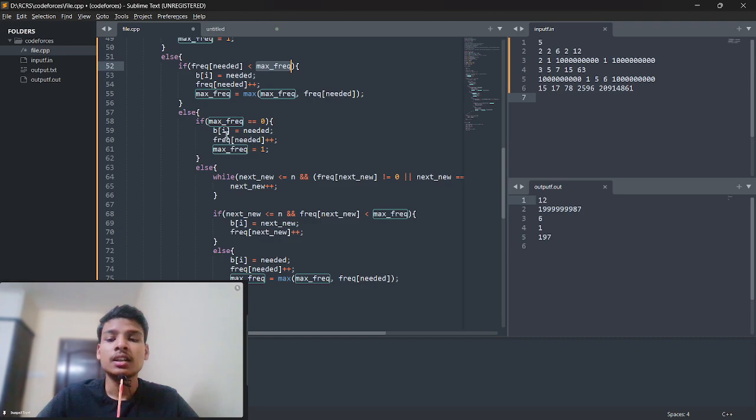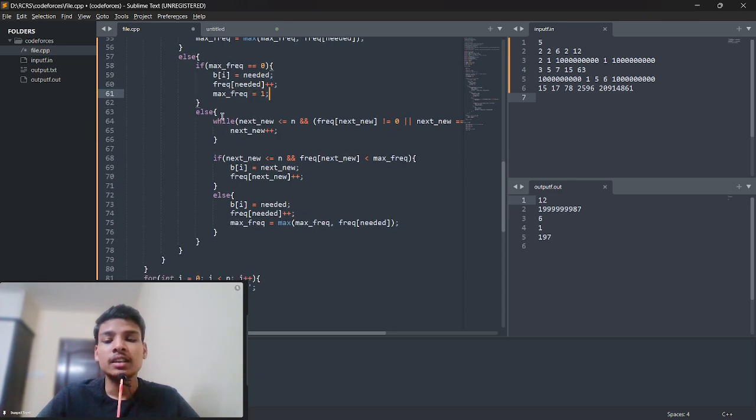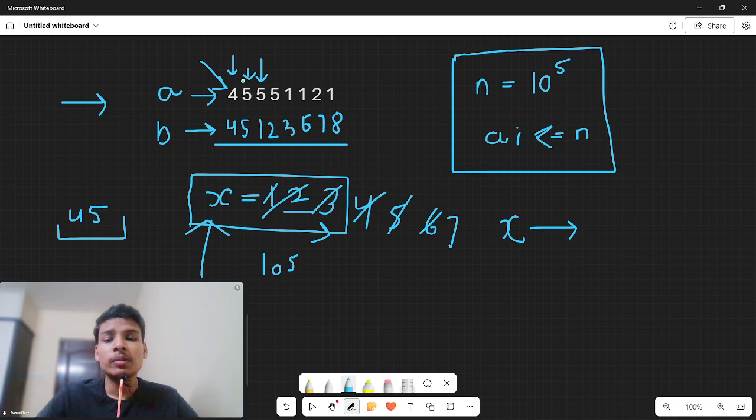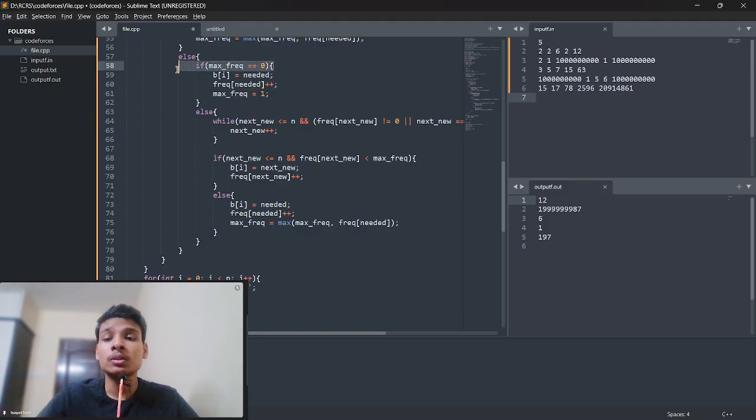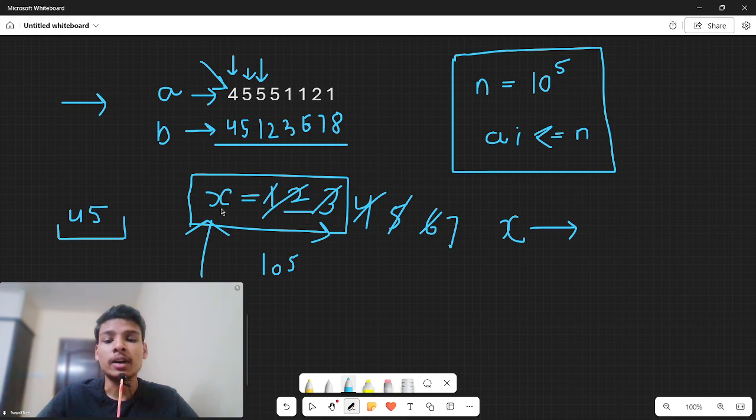If it is greater than, then I'll check if the maximum frequency is 0, which means the frequency which I needed is 0. I think this can't be possible, but you have to consider it also. I'll assign b of I is equal to needed and increase the frequency and update the maximum frequency. But here comes the next part. If my frequency is also satisfied and my maximum frequency is also not 0, then how to fill the filler part, which means I'll increase my x.